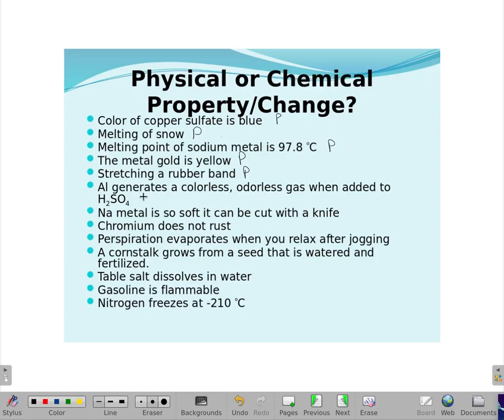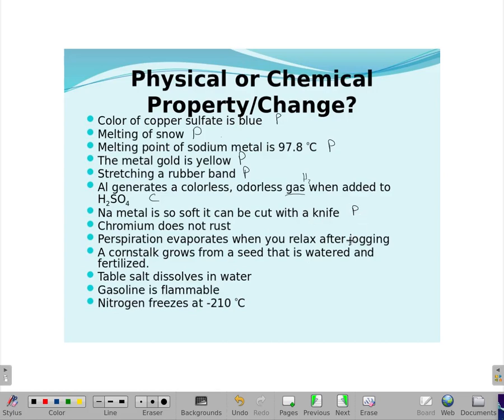All right, here's our first chemical change. Aluminum generates a colorless, odorless gas when added into H2SO4. Well, aluminum, being a metal, H2SO4 is a solution. If we have a gas coming off, that's got to be a chemical change. And technically, the gas that's coming off is actually hydrogen gas. Sodium metal is so soft it can be cut with a knife. Even though you can't really undo that cutting with a knife, it is still just two pieces of sodium.